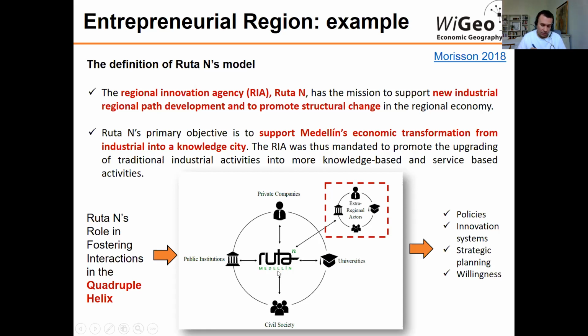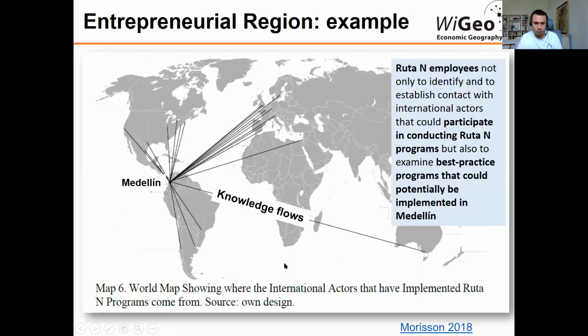So we are talking about policies, they play a role; strategic planning, they play a role; the overarching innovation system also plays a role. And also the willingness of different actors across this framework to act and to behave towards a common goal that is supporting technological innovation and fostering the knowledge-based economy in Medellin.